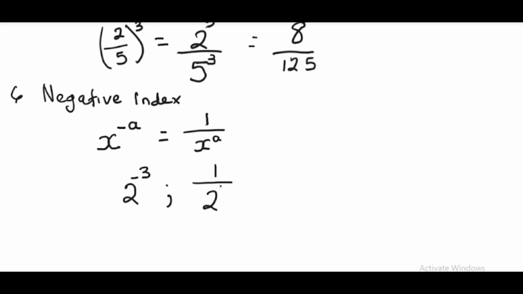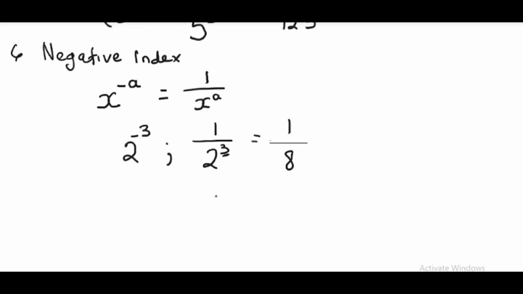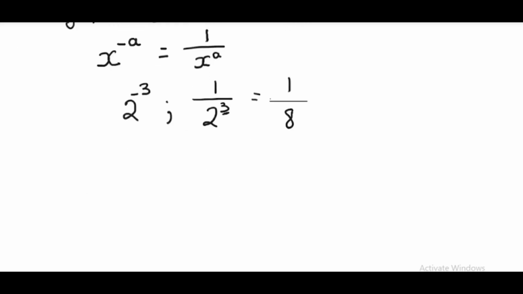1 over 2 raised to the power of 3. So when I write it in this form, the question now is how many times will 2 be multiplied to give me 8? Instead of saying 2 will multiply itself minus 3 times. Alright? Now the last but not the least, we have the law of fractional index.